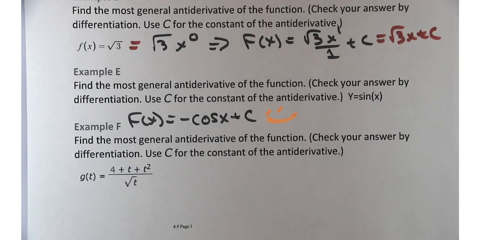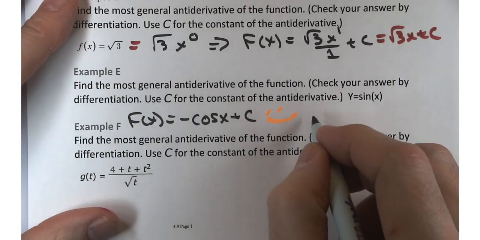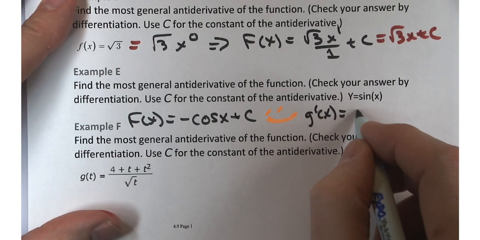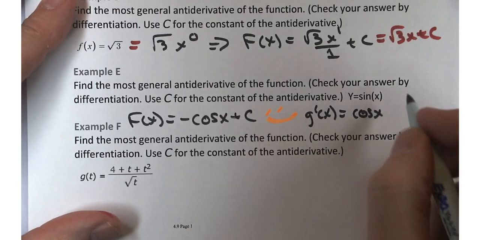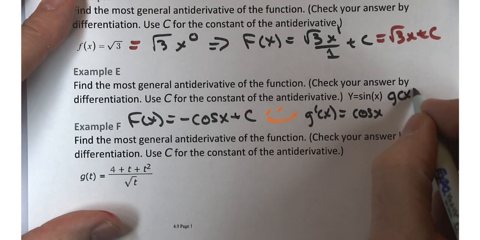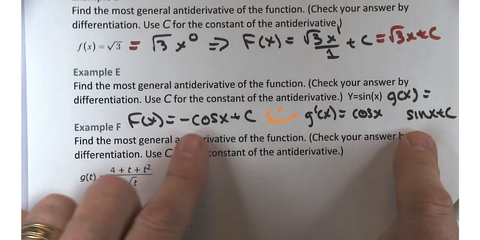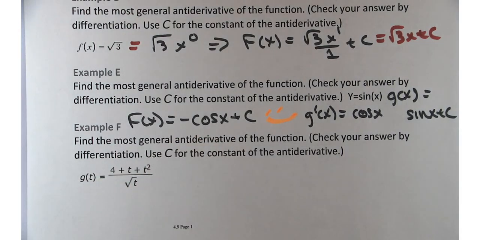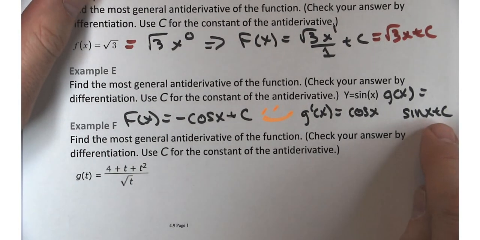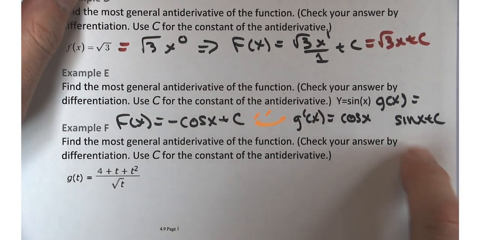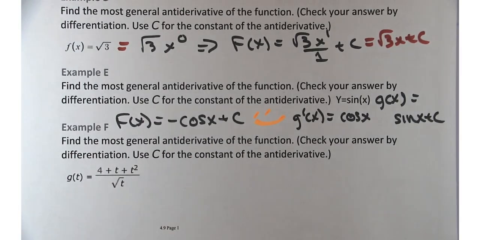Why don't we try another one kind of like that? Let's do, say, g prime of x is cosine of x. What's g of x? Yeah, g of x would be sine of x plus c. It's annoying that there's not symmetry between these things, that the derivative of sine is cosine, but the derivative of cosine is not sine. It's negative sine. So unfortunately, you don't have that symmetry. It's just a quirk of the way things work out. But, yay. Let's move on to example F.